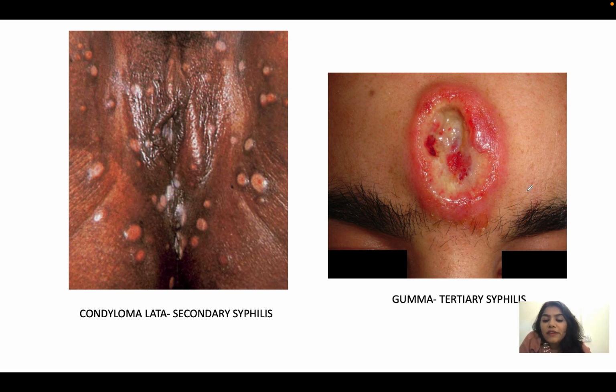Tertiary syphilis manifests as gumma, which is basically a punched out ulcer with a washed leather slope that you see in this image. So in tertiary syphilis, you would see skin gummas, you would see bone gummas, you would see cardiovascular syphilis in the form of aortitis, and you would see neurosyphilis. Meningeal involvement, parenchymal involvement can be seen in neurosyphilis.